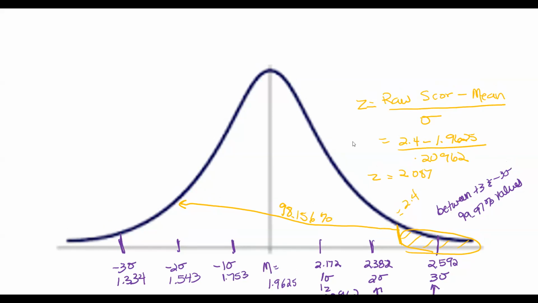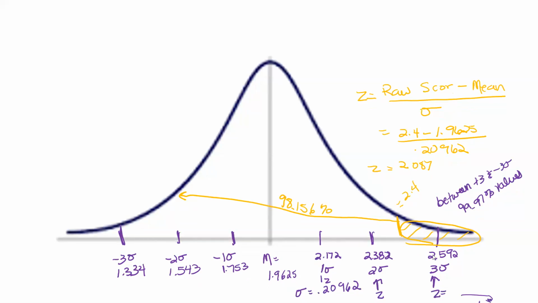So it's going to be equal to 1, or 100%, minus 98.156. Boom. Says 1.844% of my values are going to be to the right of that score. That means that 1.844% of the time, my output is going to be greater than 2.4 millimeters. All right. So let's go back to the problem and see what we need to do.